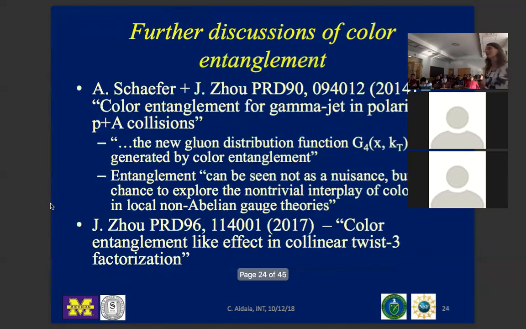This is not by any means comprehensive, but Andreas, along with Jian Zhao in 2014, had a paper titled Color Entanglement for Gamma-Jet and Polarized pA Collisions. They have this new gluon distribution function, G4, generated by color entanglement. I was actually really happy to read this line in their paper.